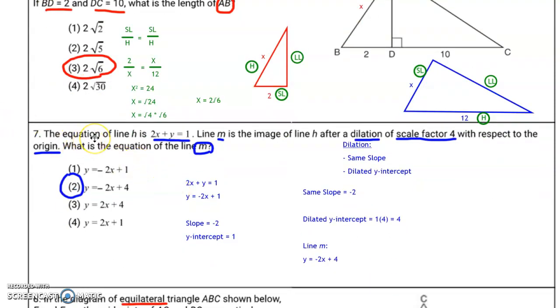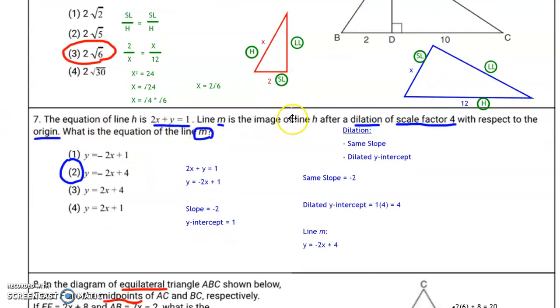For question number 7, it was a little bit different, but it was in this unit. We talked about dilations. Remember that dilations have the same slope, and they also have a dilated y-intercept. So the first thing I did was I took the equation that they gave us, and I solved it for slope-intercept form. So I identified that the slope was -2, and the y-intercept was 1. Remember, same slope, so I don't have to change that. I don't have to do perpendicular slope, which means negative reciprocal.